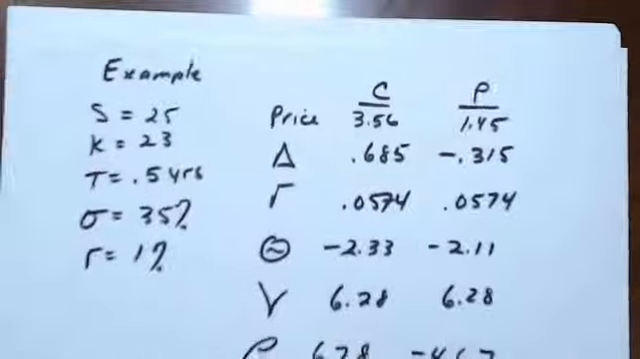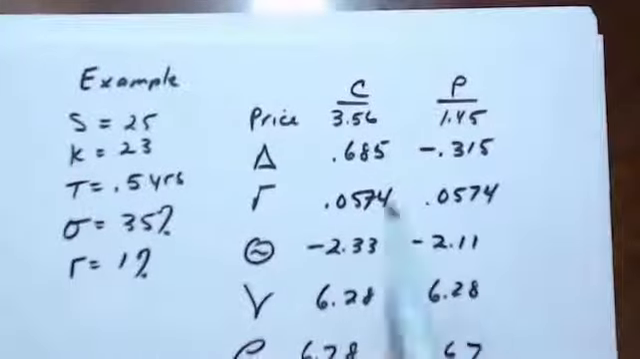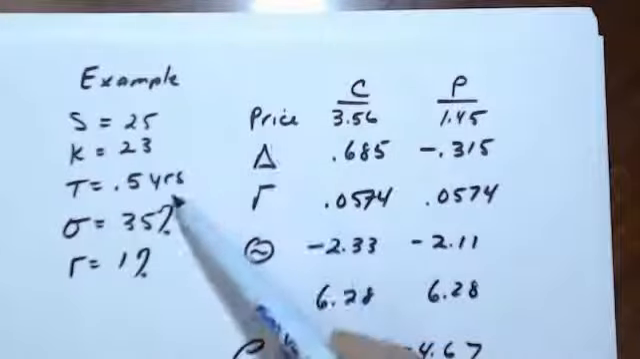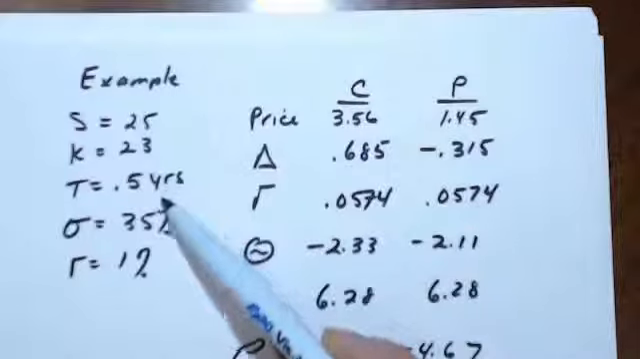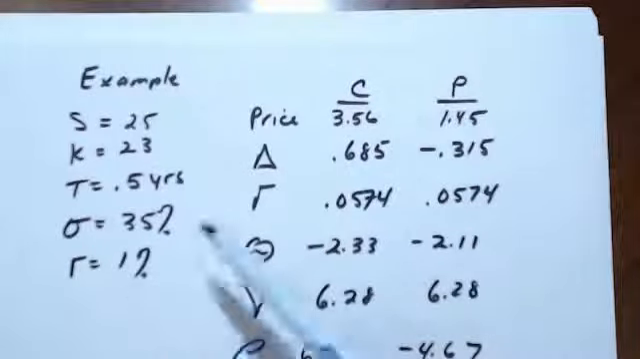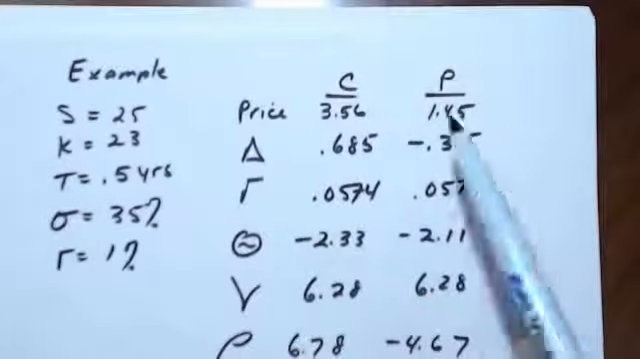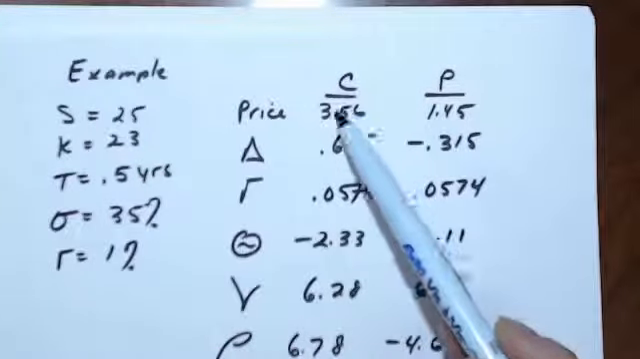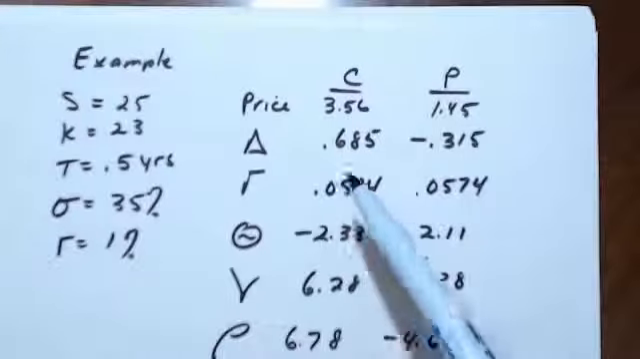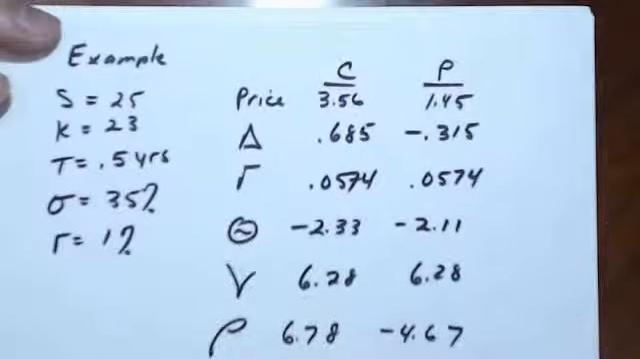The example I have will cover a stock with a price of 25, a strike of 23, time to maturity of a half a year, 35% volatility, risk-free rate of 1%. The call price is $3.56. The put price is $1.45. And then we have all of the Greeks down here.